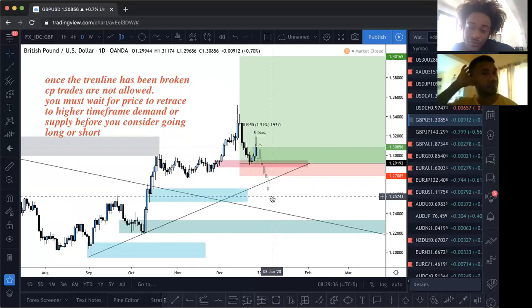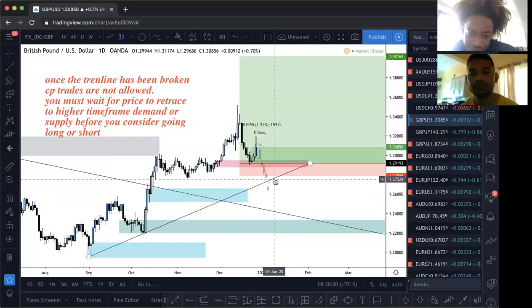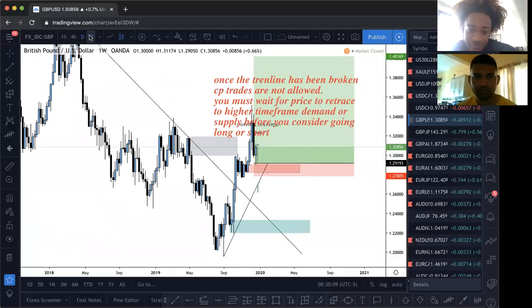Okay. So you tell yourself, once the daily trend line is broken, you're not allowed to take any daily supply or demand or CP zones. Daily time frame out of the picture. You have to wait until you retrace to a higher time frame. And that is more advanced, but I feel it's simple enough for you to understand. Let's say we're looking at this right here, and we see the trend line break. So all we do is go to the weekly chart, right?